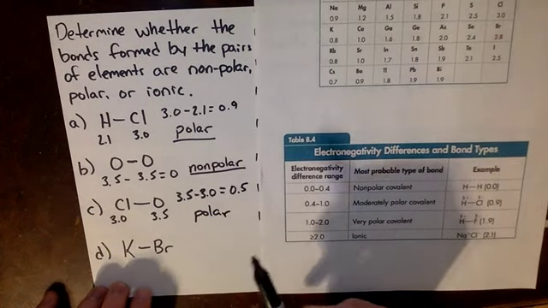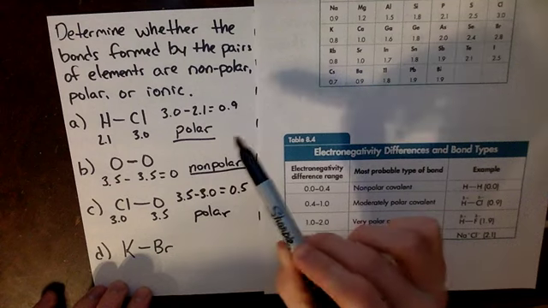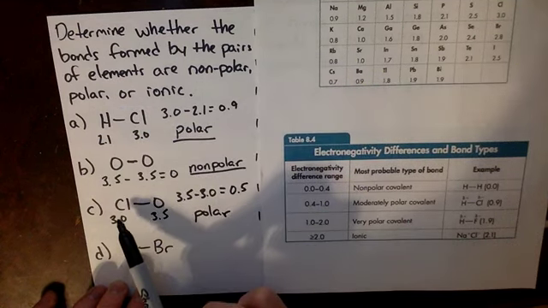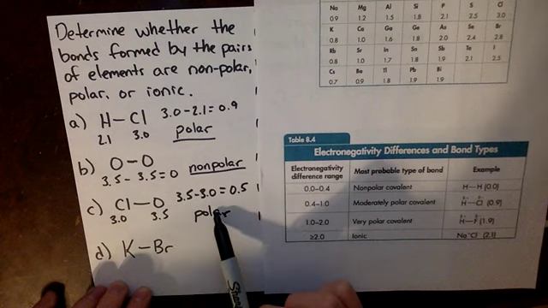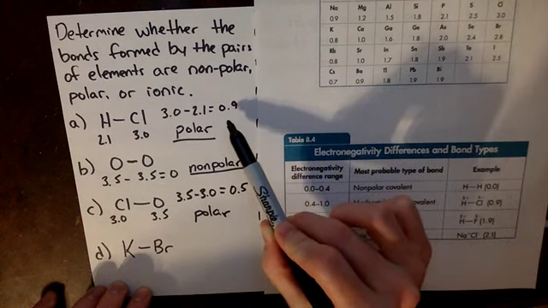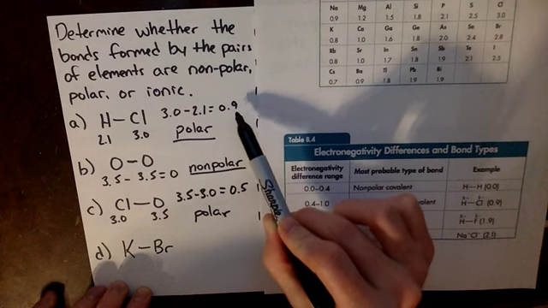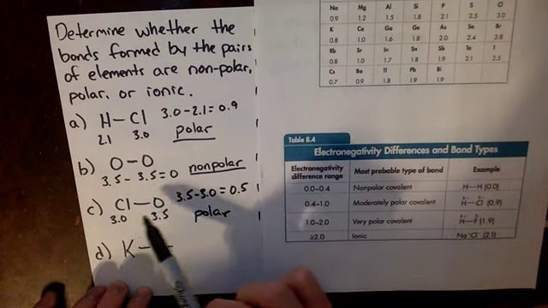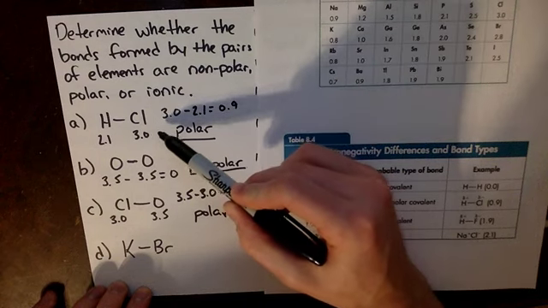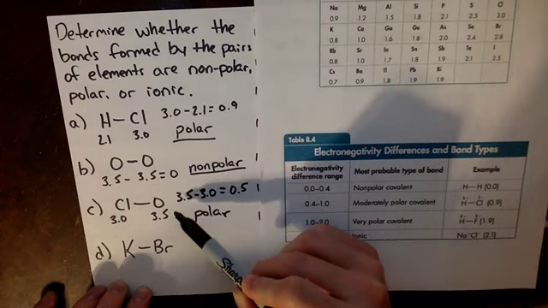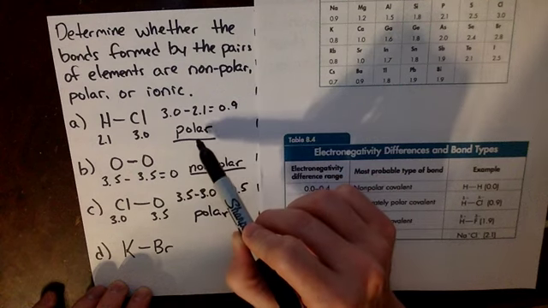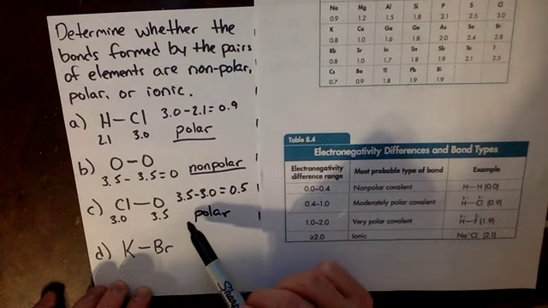Okay, so something I want to stop and compare for a minute though is the difference between this bond between hydrogen and chlorine and this bond between chlorine and oxygen. They're both polar, but since this HCl bond has a difference in electronegativity of 0.9 and this Cl to O only has a difference of 0.5, this bond is actually more polar than this one. They're both still polar, but this greater difference in electronegativity makes this bond more polar than this bond.